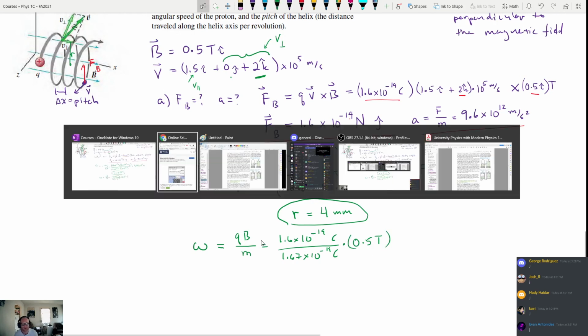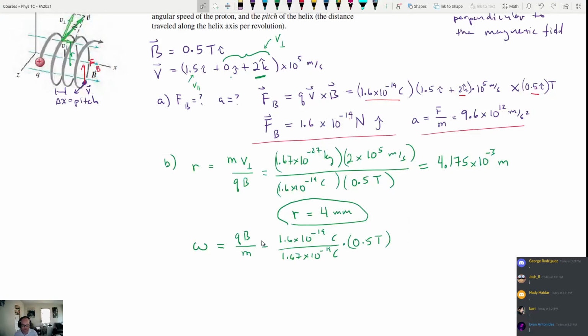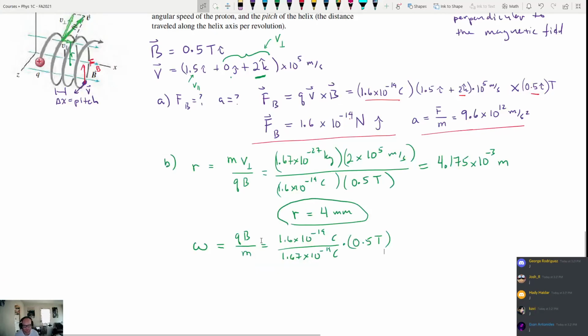So it's QB over M. Did I do that right? 1.6 divided by 1.67 times 0.5. Okay, we get 4.79 times 10 to the 7. We're going to need this for the next part. So this is about 4.8 times 10 to the 7. It's radians per second. That's how we measure omega. So that's the angular speed.